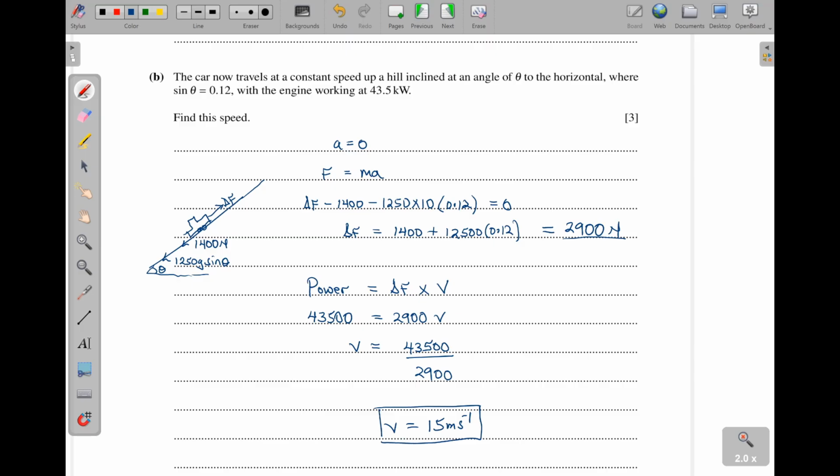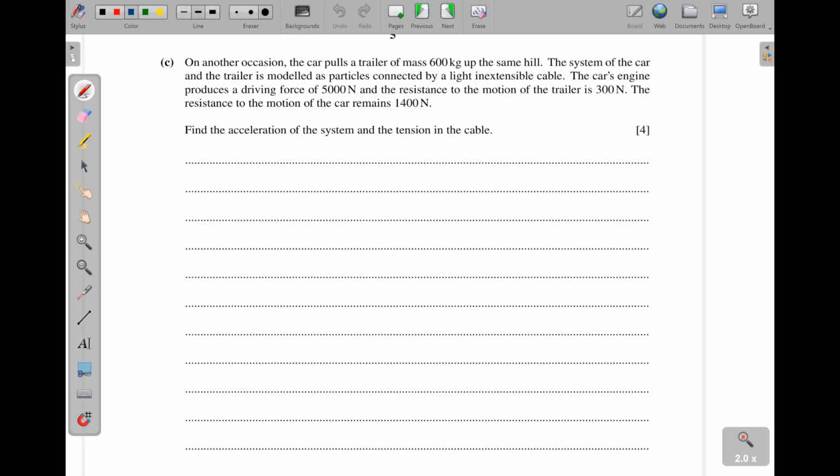As simple as that. But on an occasion, the car pulls a trailer of mass 600 kilograms up the same hill. The system of the car and the trailer is modeled as particles connected by a light inextensible cable. The car's engine produces a driving force of 5,000 newtons, and the resistance to the motion of the trailer is 300 newtons. The resistance to the motion of the car remains 1,400 newtons. Find the acceleration of the system and the tension in the cable.